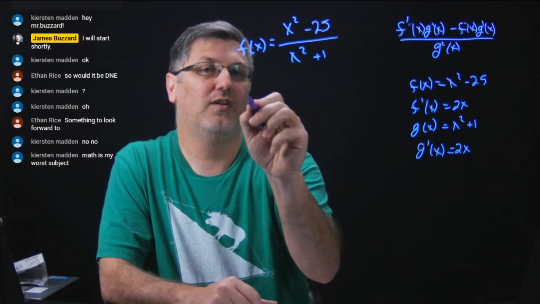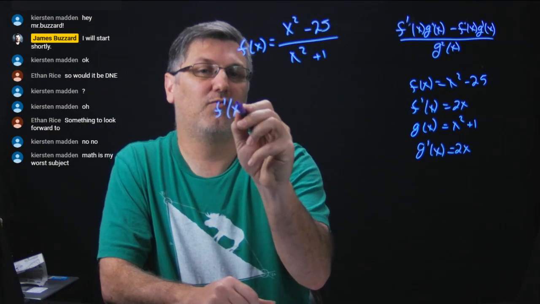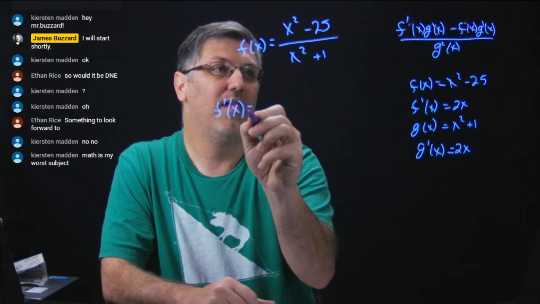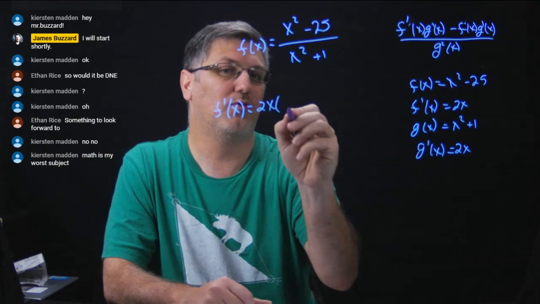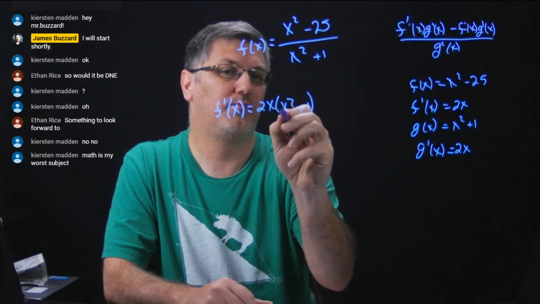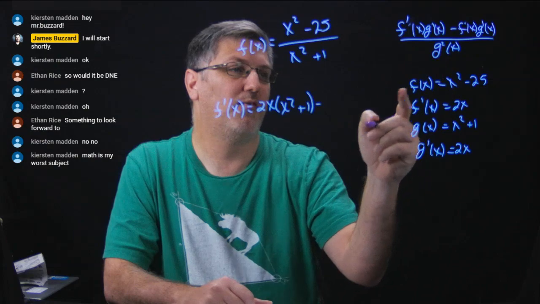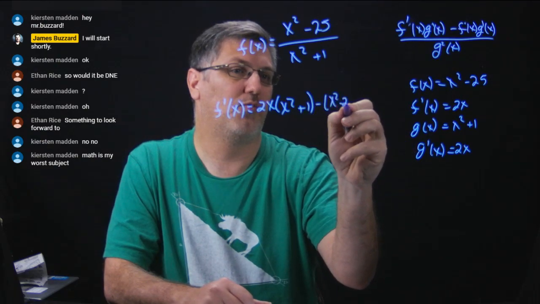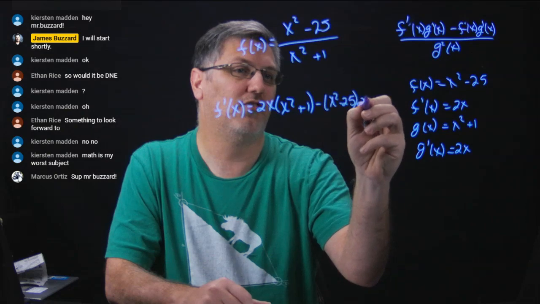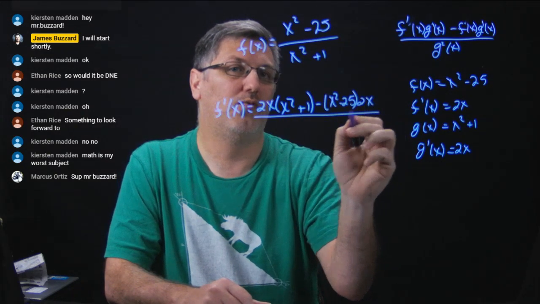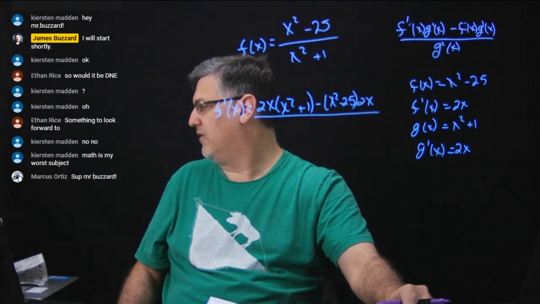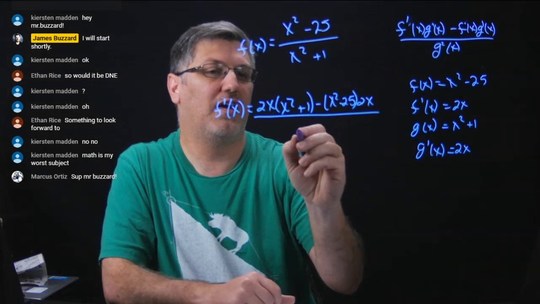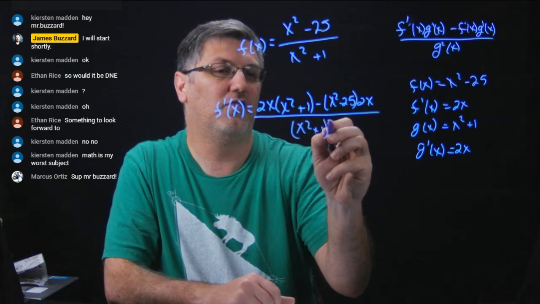We're going to do f prime of x. So this f prime of x for this whole function here, not this one, is going to be my f prime, which is going to be 2x times my g of x, which is x squared plus 1, minus my f of x, which is x squared minus 25, times my g prime of x, which is 2x, all over, was it g of x squared? It should be just g of x squared. And, yep, g of x squared. So now we just have x squared plus 1 quantity squared.